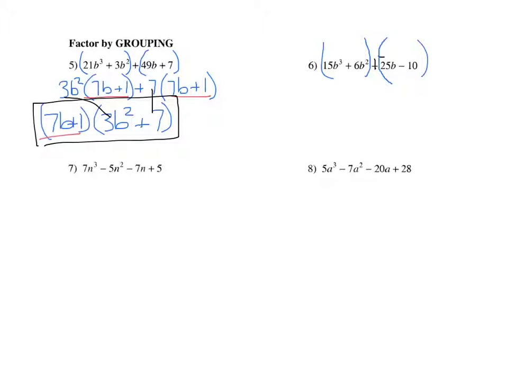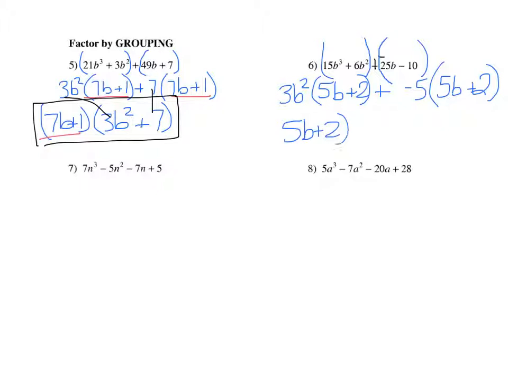Pull out the GCF, looks like a 3b squared, which is going to get me a 5b plus 2. Plus, and now on this one, what I'm going to factor out is a negative 5, which would then leave me with a positive 5b and a positive 2, which is perfect because now these match. So once they match, you write that quantity, and then you write the leftover, 3b squared minus 5.